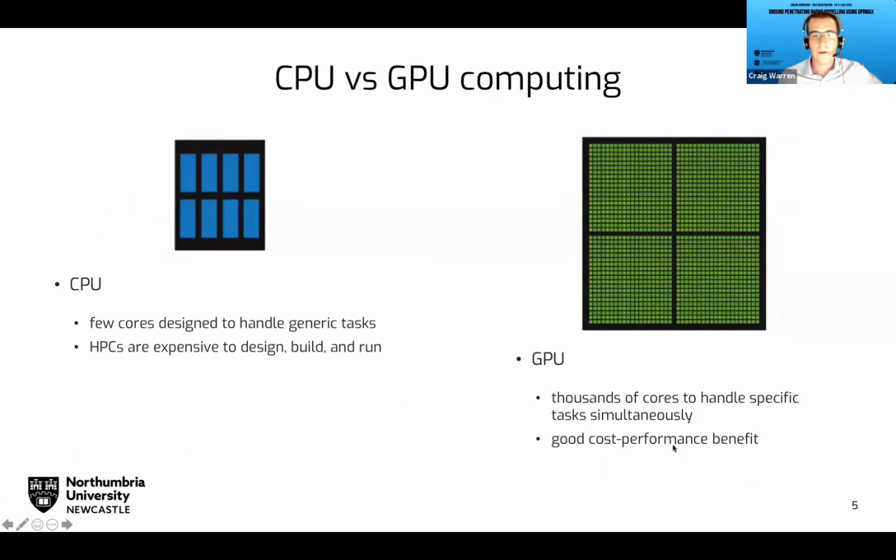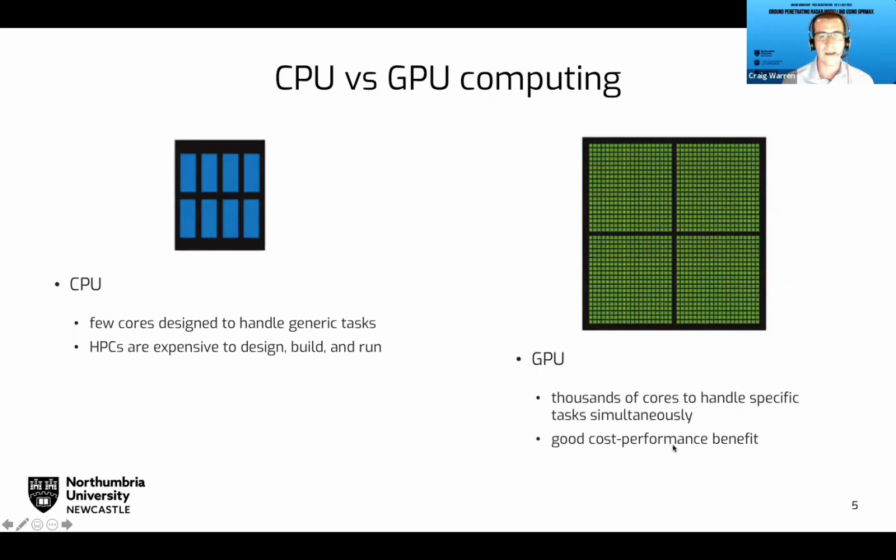So I wanted to give a very brief overview of CPU and GPU computing to explain why we're able to get so much performance by moving to computing on a GPU. And this is quite a simplistic overview of the two here.